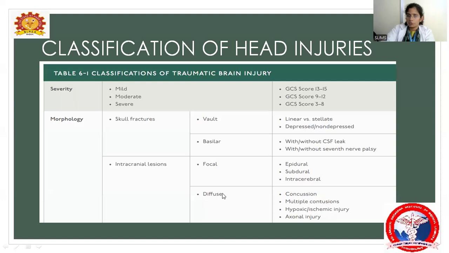Then there is diffuse injury. In diffuse injury, there will be widespread injury of the brain. They are classified as concussion, there may be a single concussion to one hemisphere, but there may also be multiple concussions throughout the brain. They can also be classified as hypoxic or ischemic injury. This usually occurs due to hypoxia or due to decrease in blood flow to the brain. Other is axonal injury.